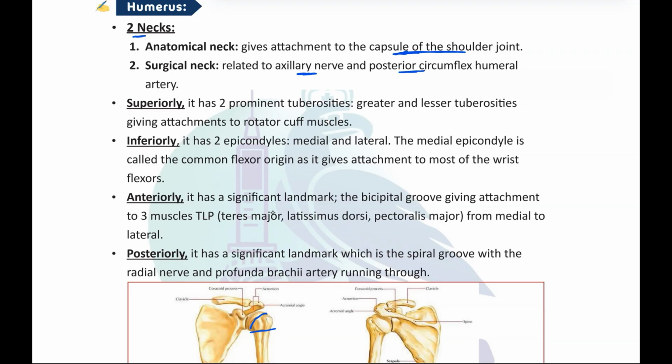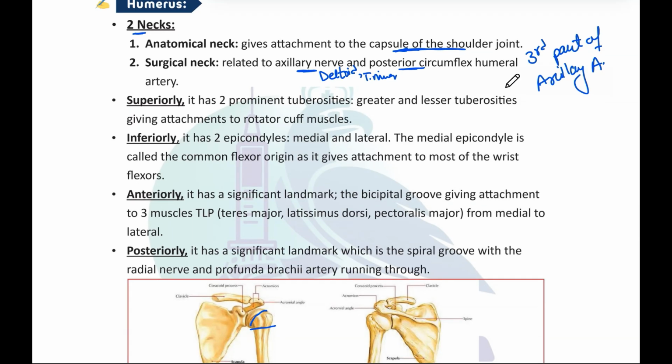Now, the axillary nerve is going to supply the deltoid muscle. Along with that, it is going to supply the teres minor muscle, and it is also going to give a sensory supply to the badge area, which is the lower area in front of the deltoid muscle. Now, the posterior circumflex humeral artery arises from the third part of the axillary artery. So you need to remember all these facts about the anatomy.